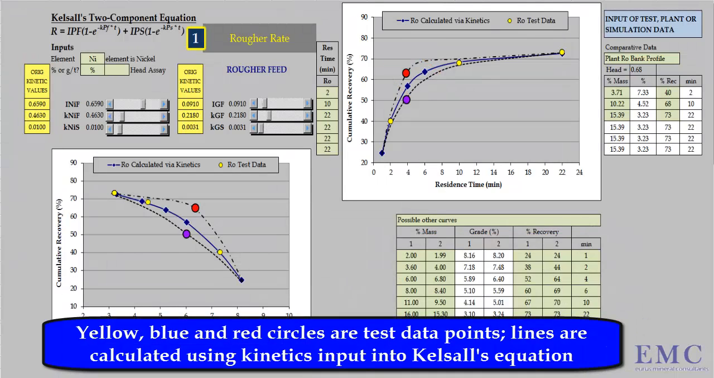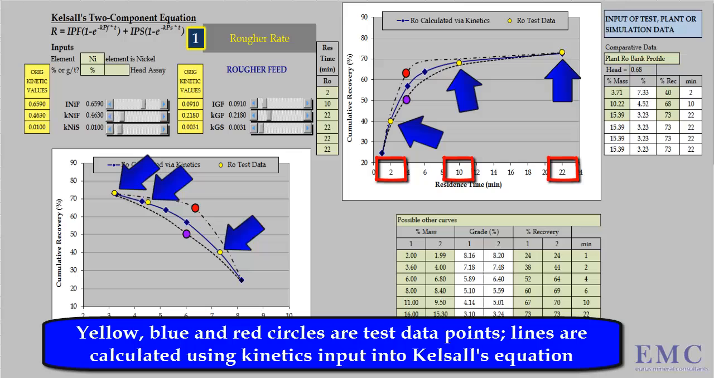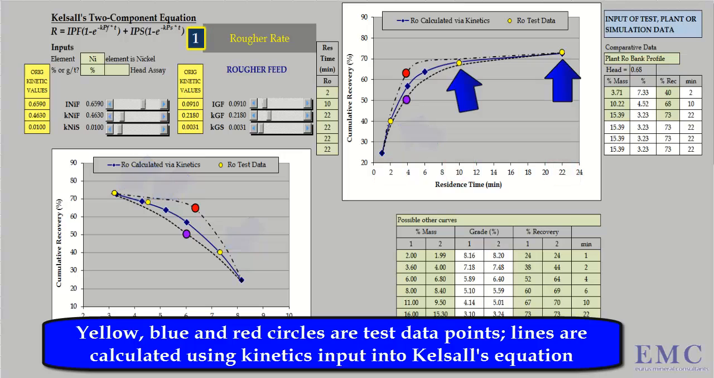This illustration of a rougher feed flotation rate test for a slow floating nickel ore shows why a minimum of 4 data points are required. 3 concentrate collection times at 2, 10 and 22 minutes are shown as yellow circles on the 2 graphs of recovery versus time and recovery versus concentrate grade. Inevitably, the position of 2 of the points will adequately define only one part of the curve. Here it is the slow floating fraction, leaving estimation of the fast floating fraction prone to error.